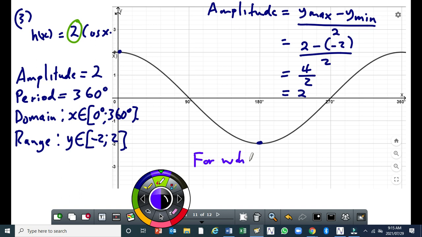For what values of x is h of x, okay, greater than 0? Remember, h of x are the y values. Remember, h of x is the same as y. So for what values of x is h of x? Sorry, not greater than 0, but let's put less than 0. What would be the answer? I'll give you 1 minute to think. Remember, h of x is y.